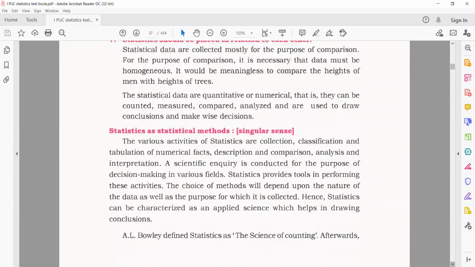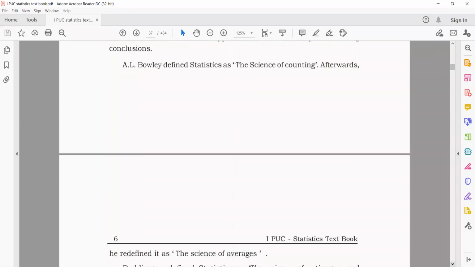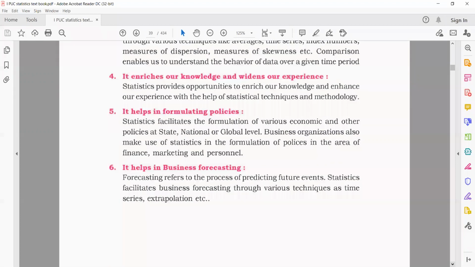So having looked into this, we have understood what statistics is, what statistical data is. We'll look into much of the other theory part in the coming class.